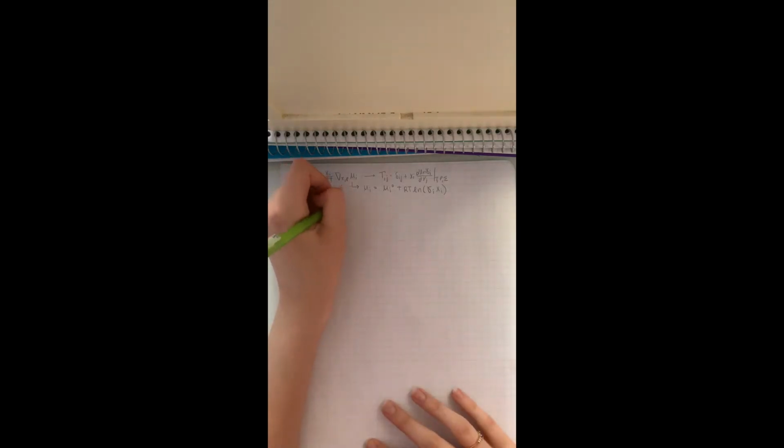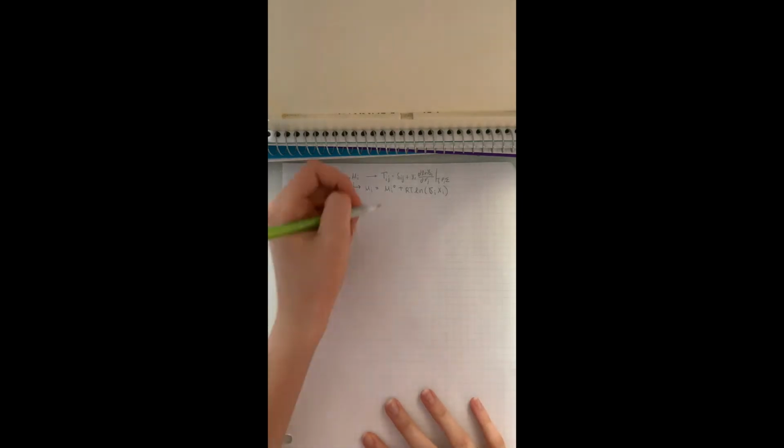And this gradient here just represents that we're taking the partial derivatives of the chemical potential of component I and putting them into a vector. So, gradient.